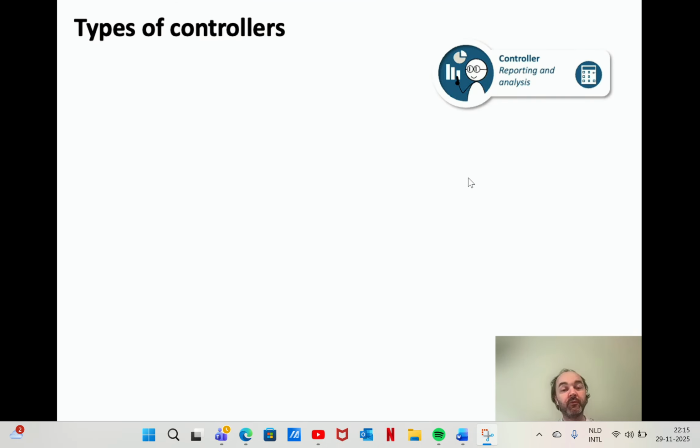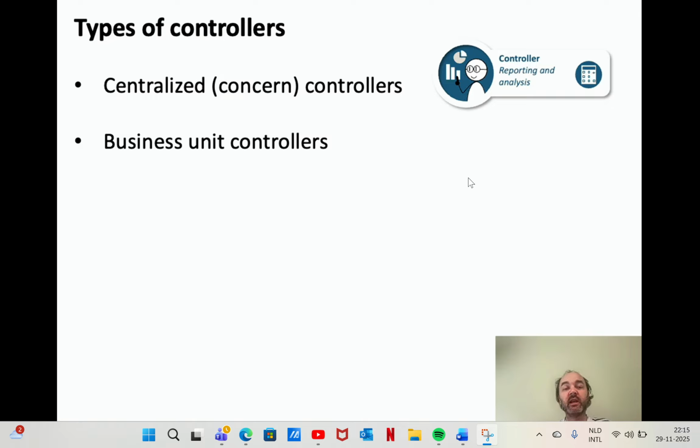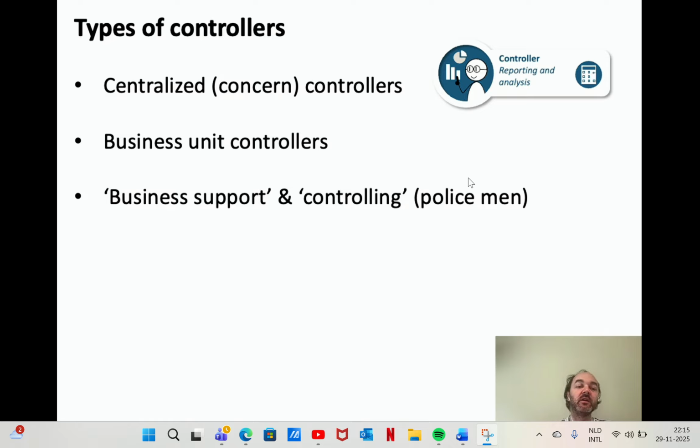Now, in the prior slide, we could see that there's different types of controllers. Some are located at the headquarters, some are located at the business unit. And so those at the headquarters you could call the corporate controllers or the concern controllers, and those at business units you could call business unit controllers. So given that controllers have different functions, it matters a bit where they are in terms of what sort of roles they have. So you could imagine that a controller at a business unit has more a role of supporting the business unit, whereas a controller at the central level, so at the headquarters, is more controlling, so to speak.